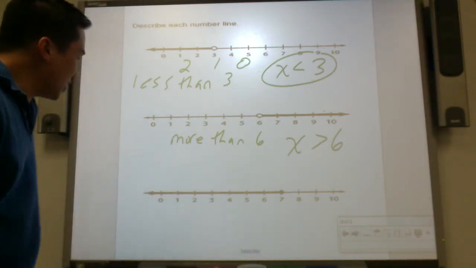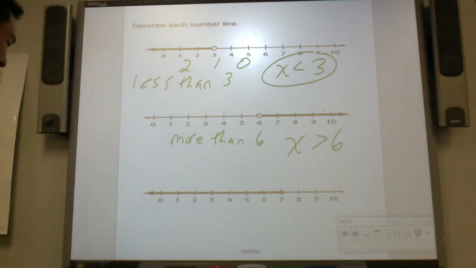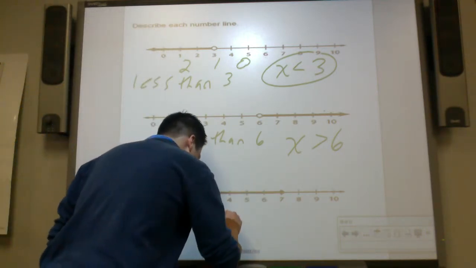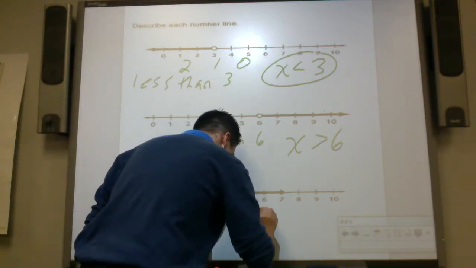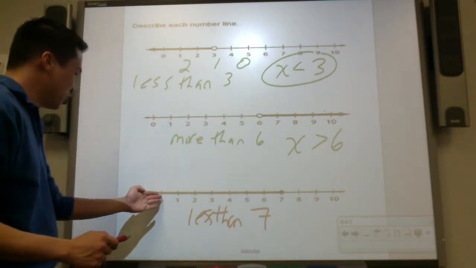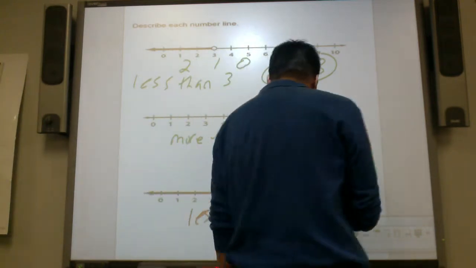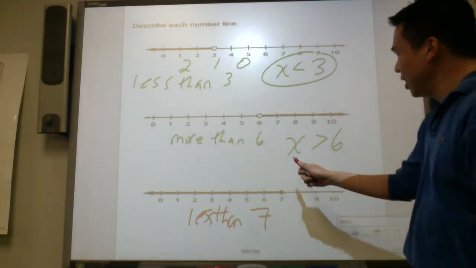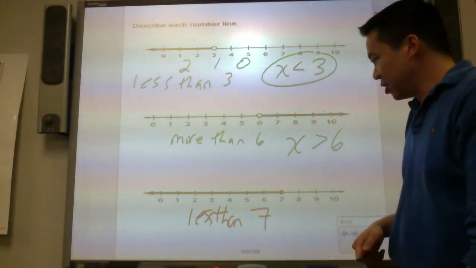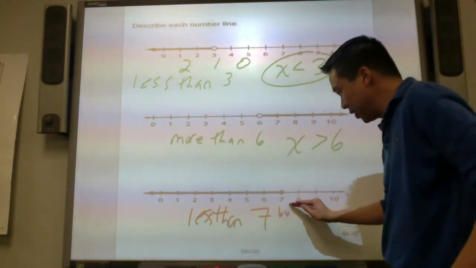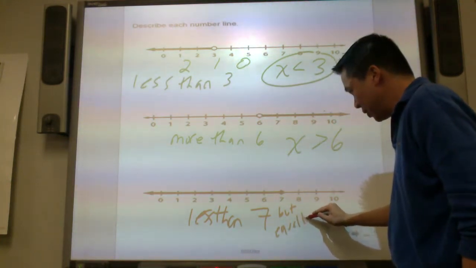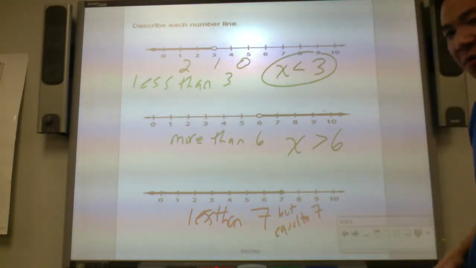So in this one, what can you tell me about this graph? It seems like all these numbers are less than 7 because you have 6, 5, 4, 3, 2, 1, 0. But it includes the black dot. That's weird. Unlike these, they actually drew it in like they wanted to include it. Less than 7, but equal to 7.